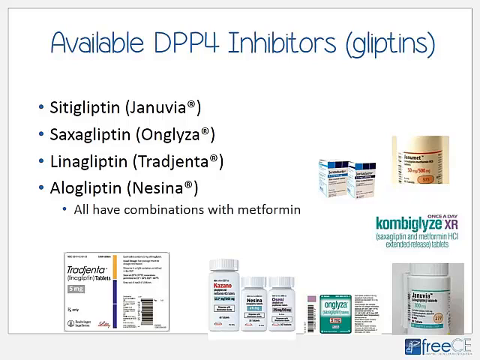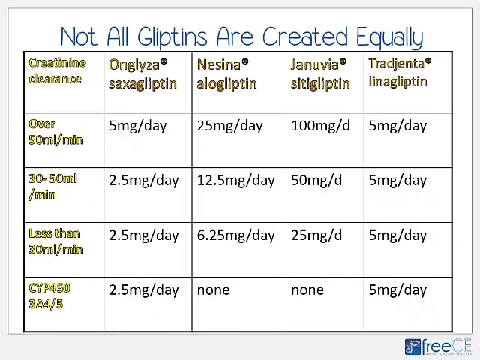And those available DPP4 inhibitors, we have sitagliptin, saxagliptin, linagliptin, and alogliptin. And all of those are available in combination as a single pill with metformin. I have those all listed for you. The trade names that us retail pharmacists and our techs are most familiar with are Januvia, Onglyza, Tradjenta, and Nesina. That being said, all four of those gliptins are not created equally.